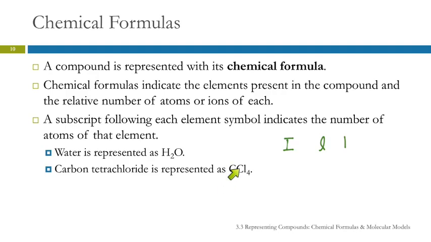Here, if this was 2 carbons and 4 iodines, it would be C2I4. And so we can safely assume that there's 1 carbon and that this must be Cl4.